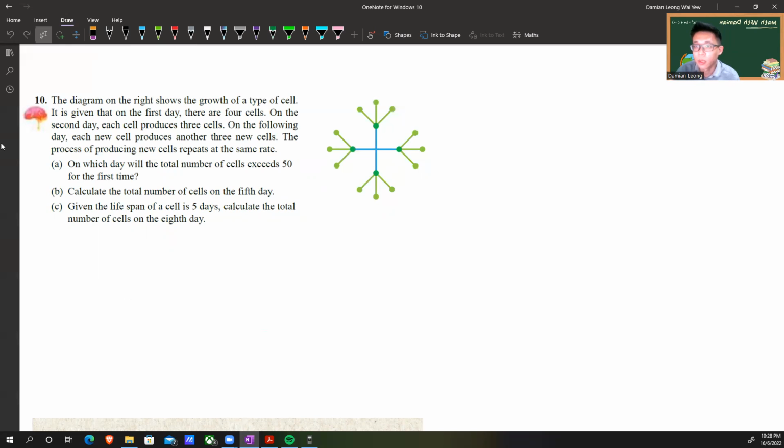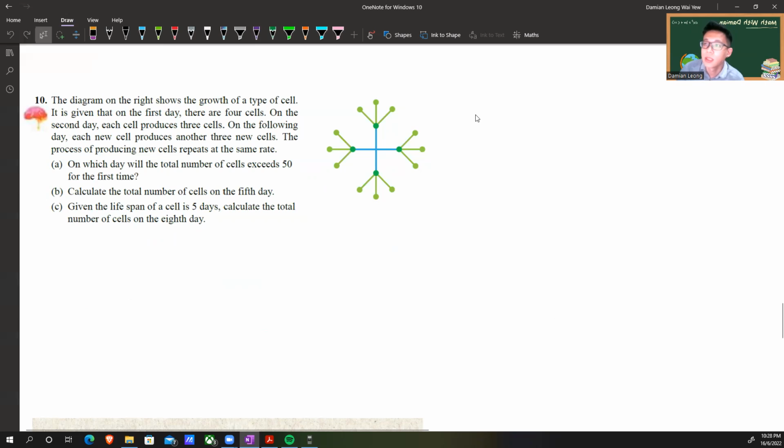So each time it adds another 3 for each of the branch. So the process of producing new cells repeats at the same rate. So on which day will the total number of cells exceed 50 for the first time? Okay.